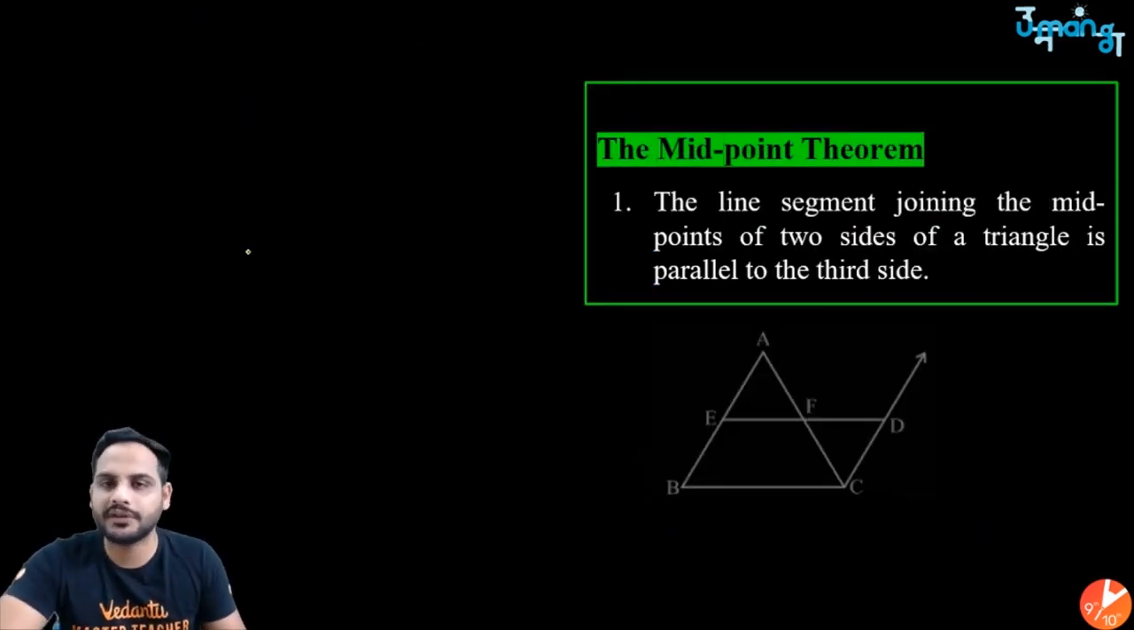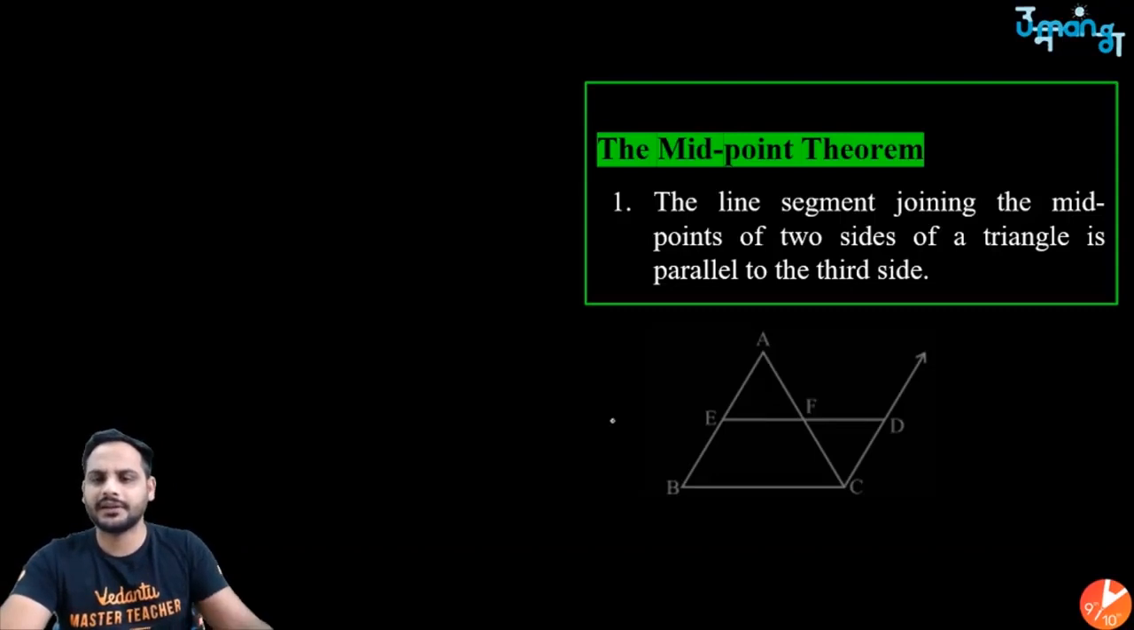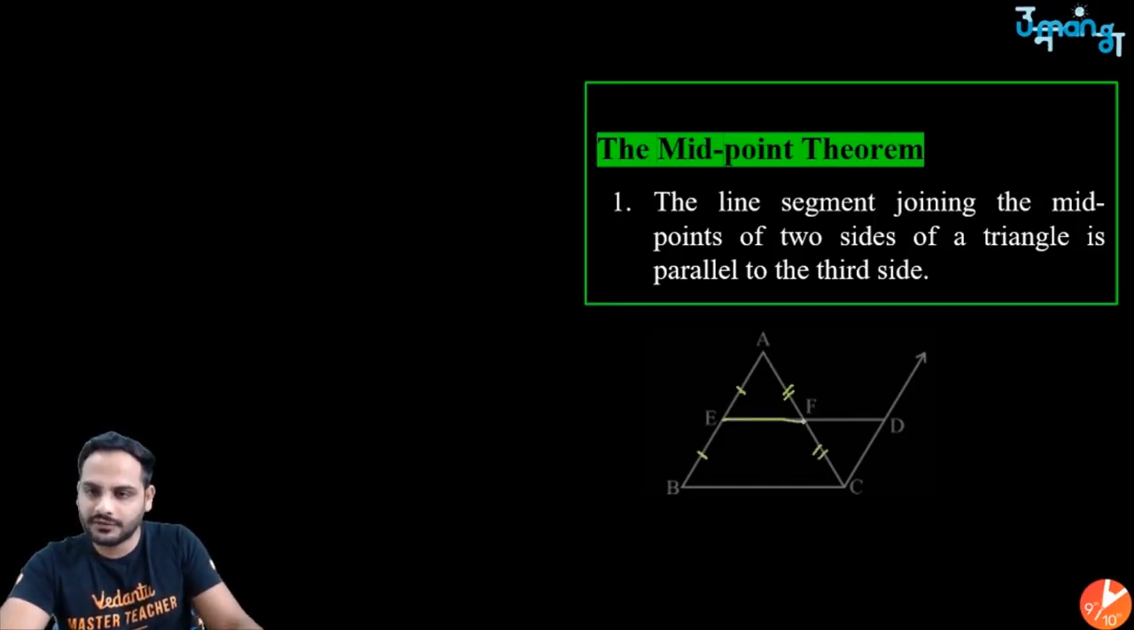After that there is the midpoint theorem. So what does the midpoint theorem say? It says a very simple thing. Suppose E is the midpoint of AB, F is the midpoint of AC. If I draw a line joining these midpoints, EF, then the line joining midpoints of any two sides of a triangle will be parallel to the third side. That means the side which we have not involved yet. AB's midpoint is E, AC's midpoint is F, so the third side left is BC.